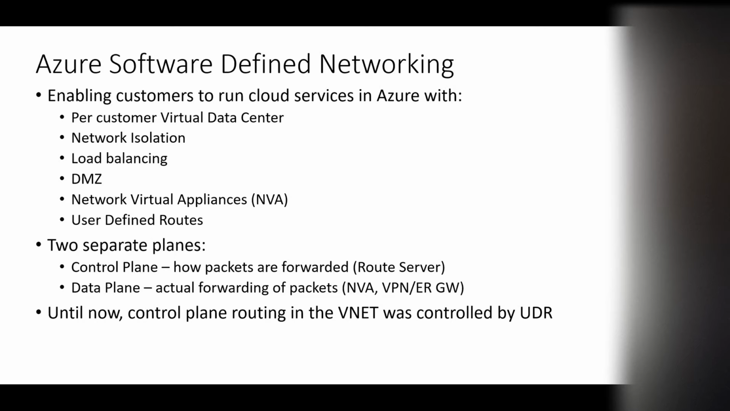Until now, the control plane routing in the virtual network was controlled by a UDR. If you want to control routing, and say you have two different networks, you create a UDR and then you assign that to a subnet, and then the control plane basically plumbs it in the Azure SDN, and the routing takes place. So what Azure Route Server brings is that it allows you to dynamically change routing within.